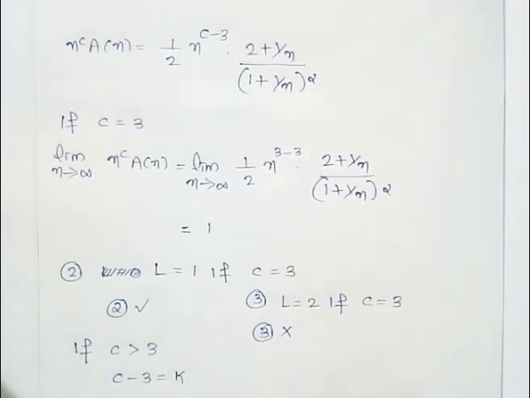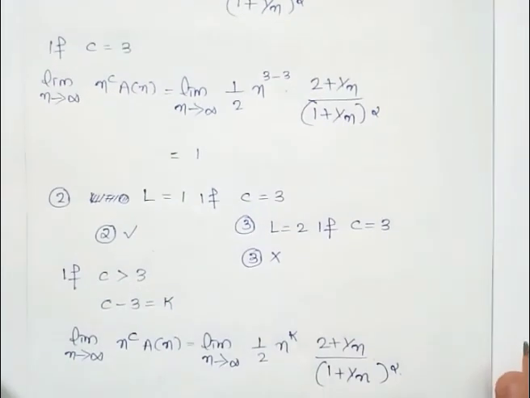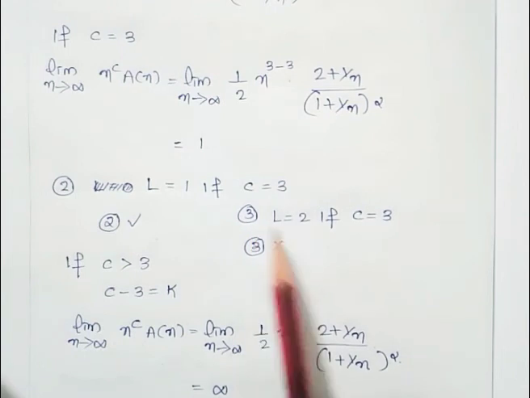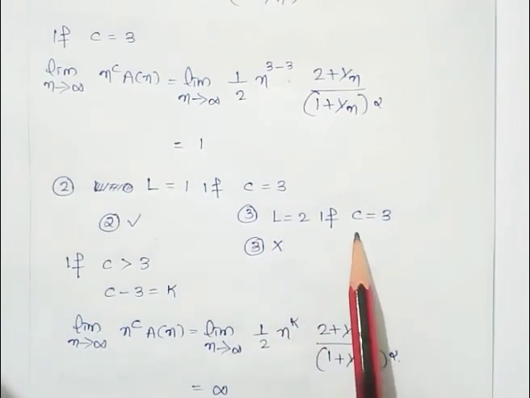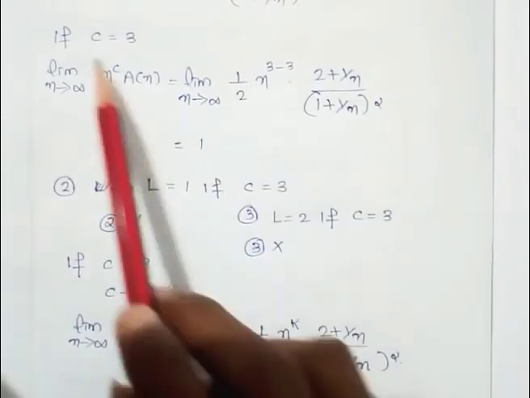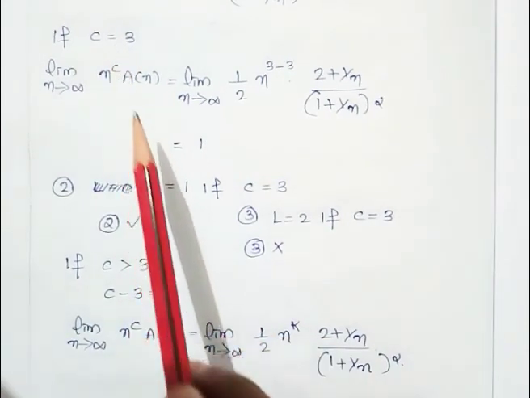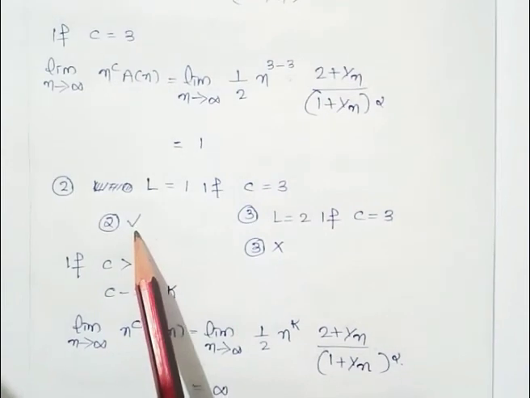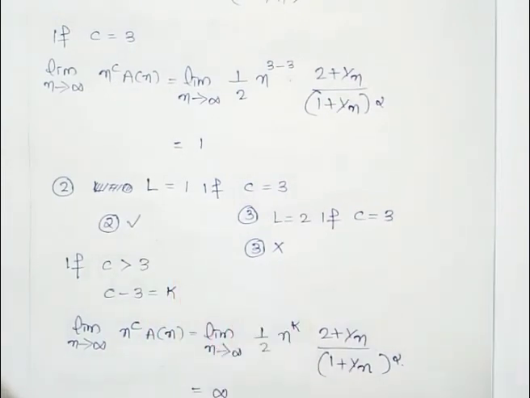So our second option says that L is equal to 1 if c is equal to 3, and our third option says that L is equal to 2 if c is equal to 3. So from this we get, when c is equal to 3, L is equal to 1. We get the value L is equal to 1. So our option number 2 is correct and option number 3 is false.